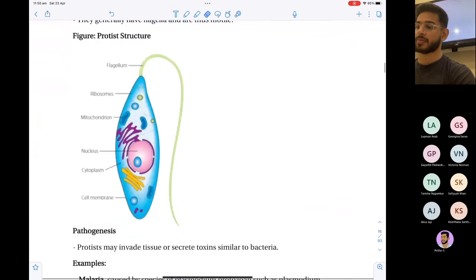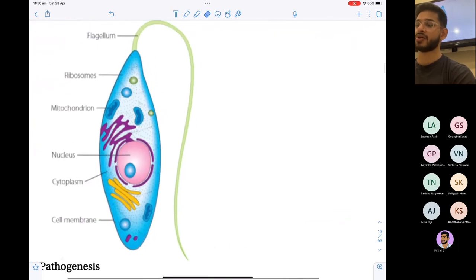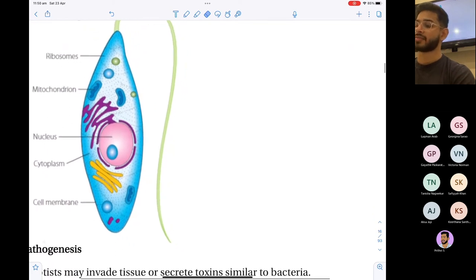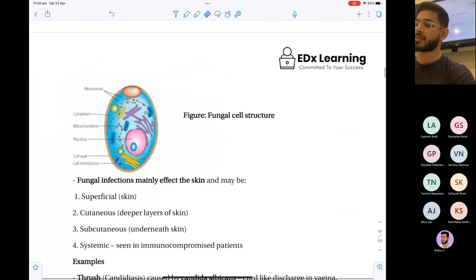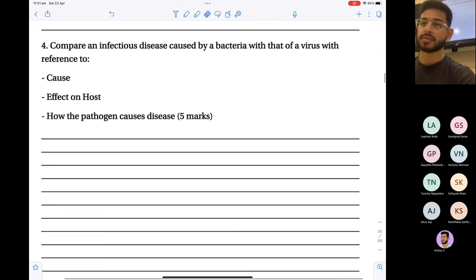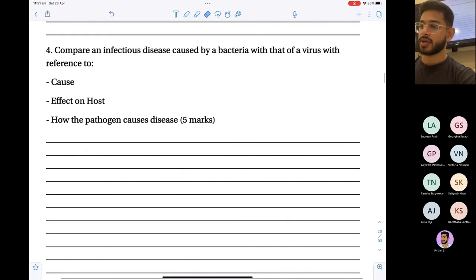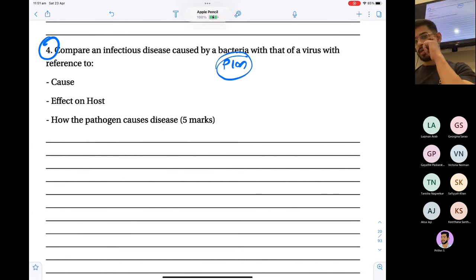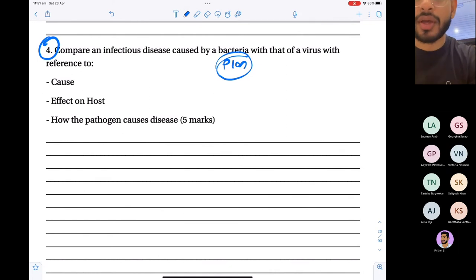Let's look at protozoa. What was the main protozoal disease you need to know about? Malaria. Malaria, very good. In the meantime, before we talk about protozoal diseases, I want you guys to plan your answer to this question here. It's a five-mark question. I want you guys to plan your answer to this one.